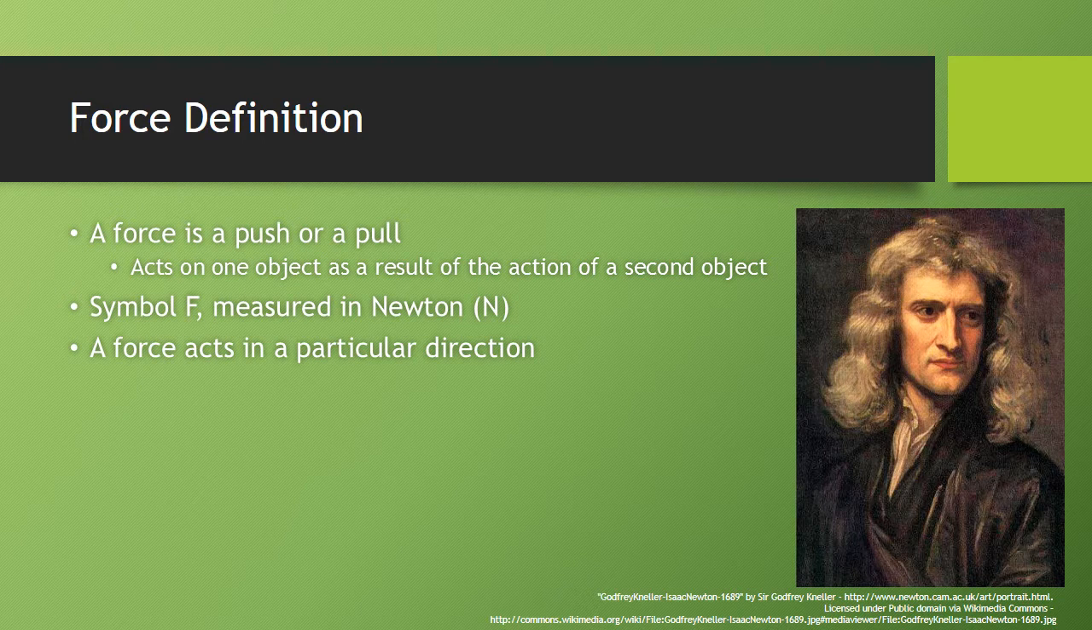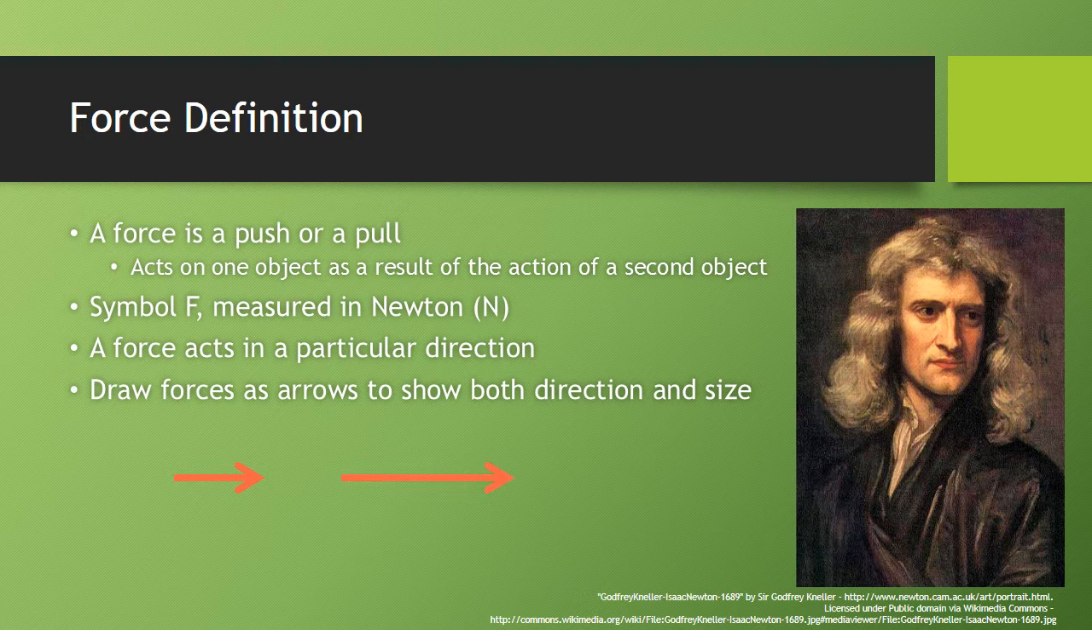One key thing about a force is that it acts in a particular direction. To help us with that, we draw forces as arrows to show both the direction that force is acting and the size of that force. For example, this arrow might represent a force to the right. This one is a bigger force to the right, and this one is a force up to the top left corner.